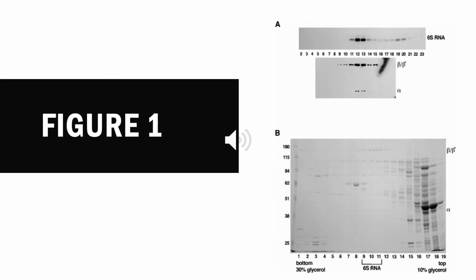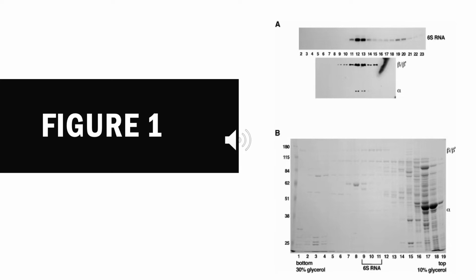First, the researchers wanted to see what 6S RNA interacted with. They knew it was important. They knew that it had some sort of role with RNA polymerase, but it had been 30 years and no one found anything. So this was a starting point.